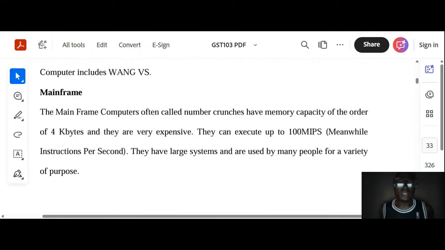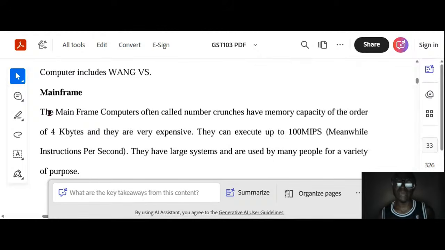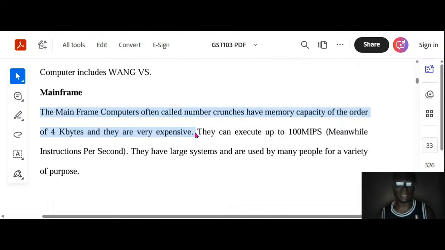Now, the last one under this unit, and after reading this, we have completed one full question from your TMA. Now, the mainframe. The mainframe computers, often called number crunchers, have memory capacity of the order of 4 KB, and they are very expensive. Very expensive. Let me read that line again. The mainframe computers, often called number crunchers, have memory capacity of the order of 4 KB, and they are very expensive.